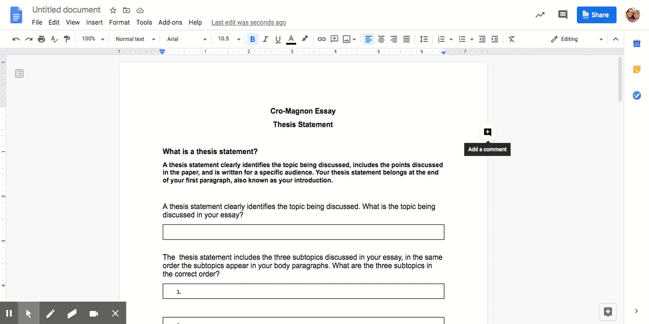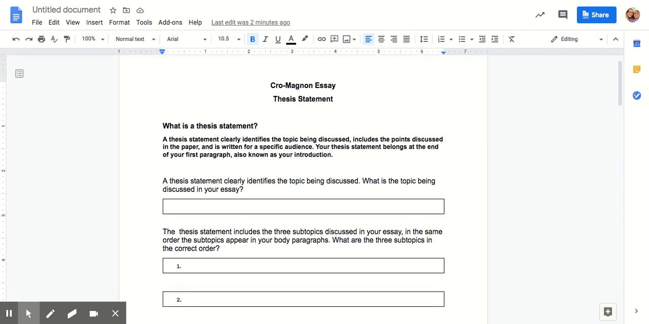Good morning, everyone. Today you are going to learn how to write a thesis statement. The thesis statement, in my opinion, is the very easiest part of writing an essay. However, sometimes sixth graders get overwhelmed, so I've made some activities down here to help you along the way.